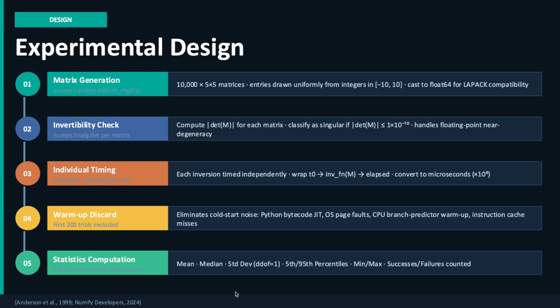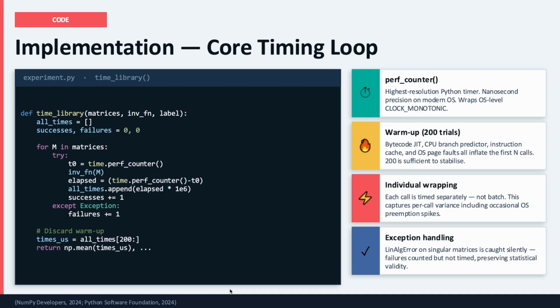After doing all that, we ran our code and took the statistics of the remaining trials. In total we had 9,800 observations. We computed the mean, the median, the standard deviation, and the percentiles, along with the maxima and minima. We also counted the successes and the failures of each of the trials. Now I'll show you the actual code that we used to implement these functions.